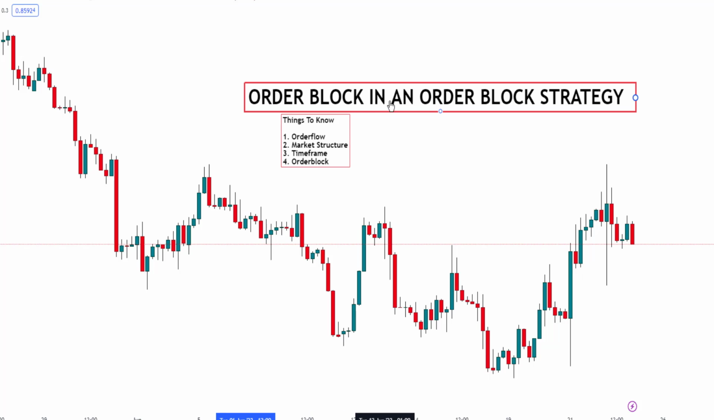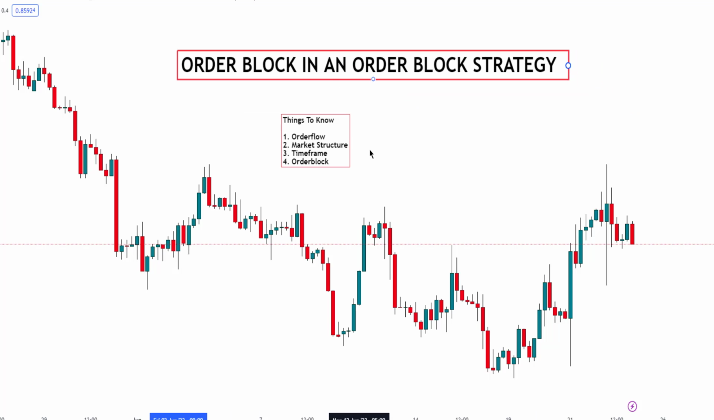It is called the order block strategy. It is basically a kind of order block entry strategy that will transform the way you take trades every time you're trading with the ICT concept. So let's get into this video.